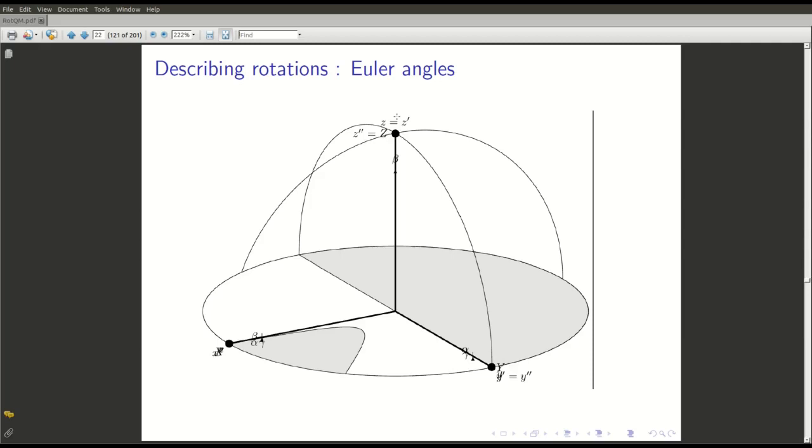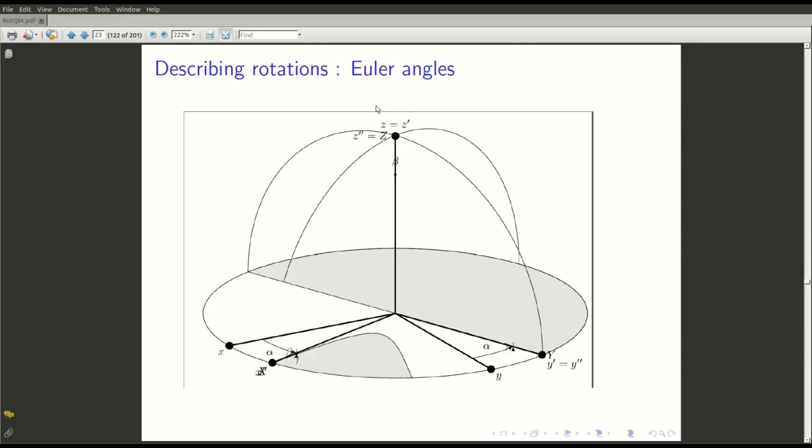Now we are going to first carry out a rotation about the small z axis, so that we turn the small x axis into a new one and the small y axis into y prime. So here goes. A rotation through an angle alpha about the z axis moves you here.